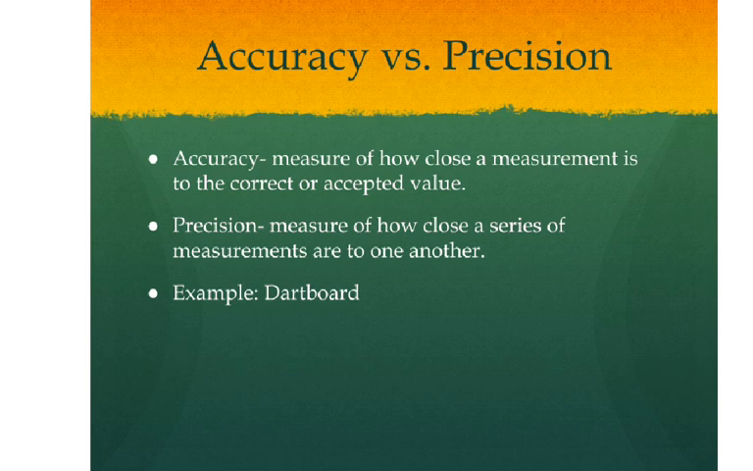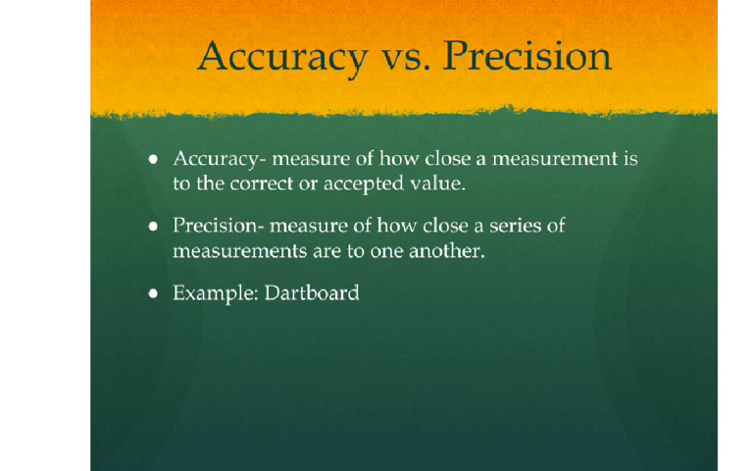So there are different ways that you can look at measurements, and I'm going to introduce this video by talking about accuracy and precision. Accuracy is a measure of how close a measurement is to the correct or accepted value. Precision is a measure of how close a series of measurements are to one another. So you can be accurate, but not precise. You can be precise, but not accurate. You can also be both accurate and precise, and then you can be neither.